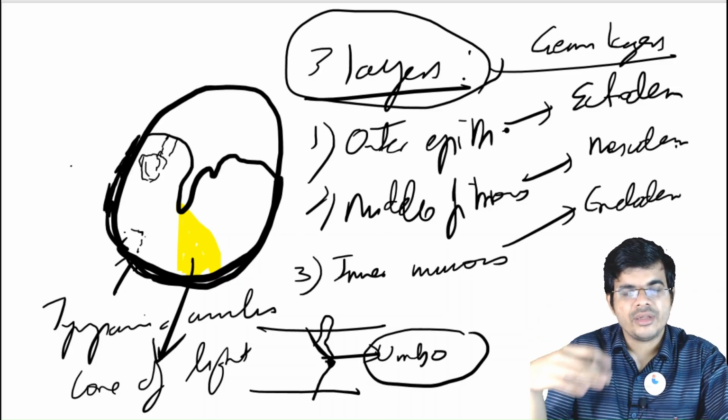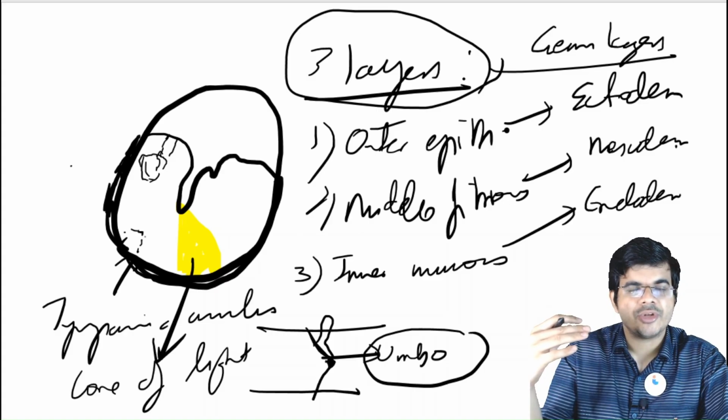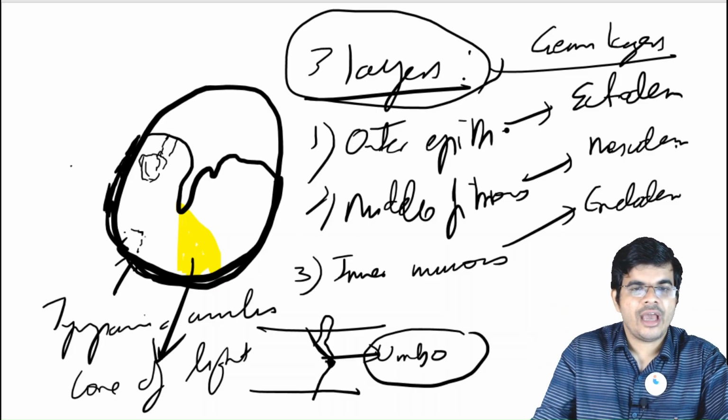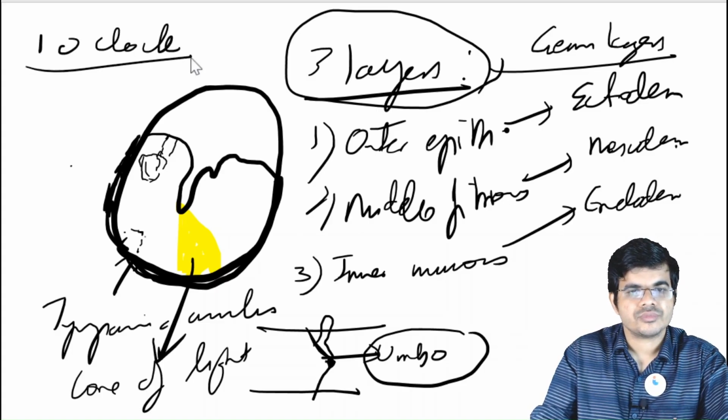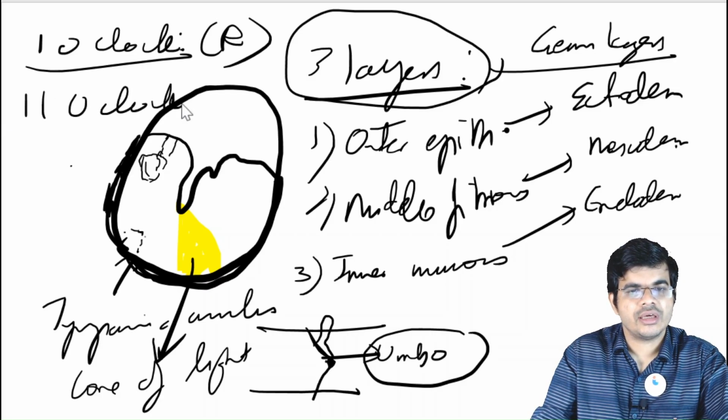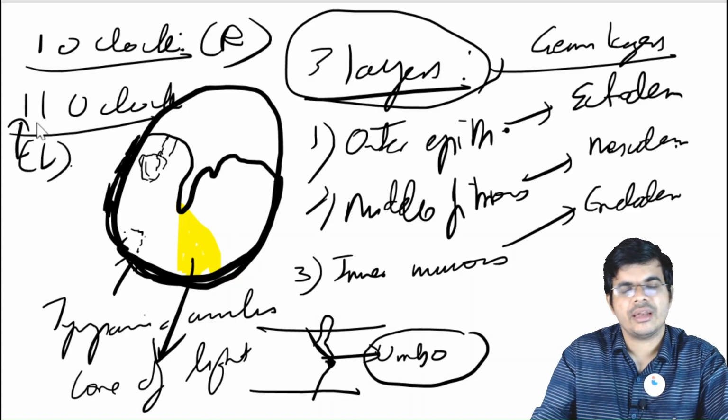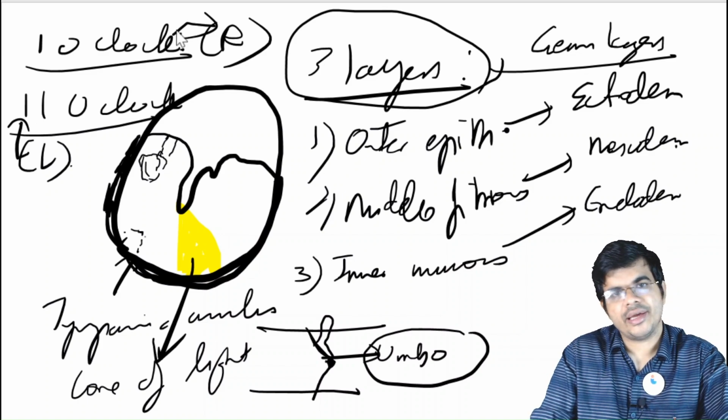But when there is perforation, it is better to look at the handle of malleus. Look at where the handle of malleus is lying. Handle of malleus lies at the 1 o'clock position in the right, and 11 o'clock position in the left. L for left, L for 11 and left. And 1 o'clock position in the right. So that's how you identify.